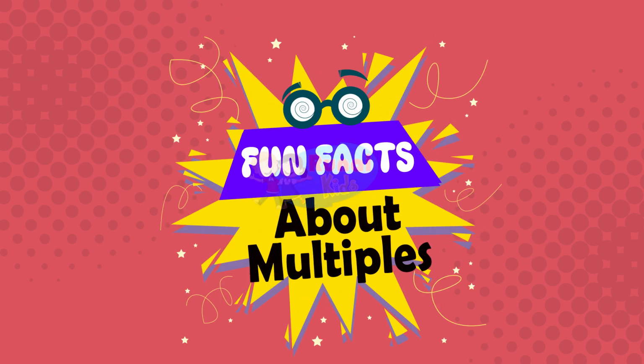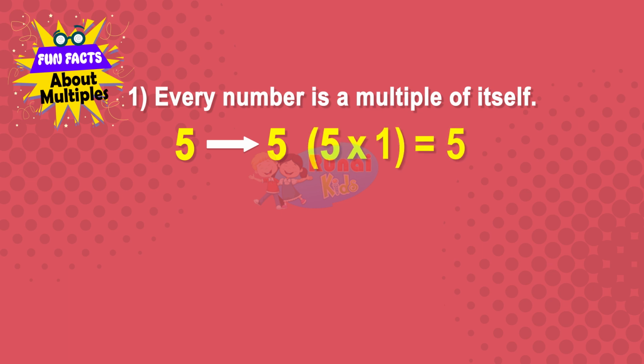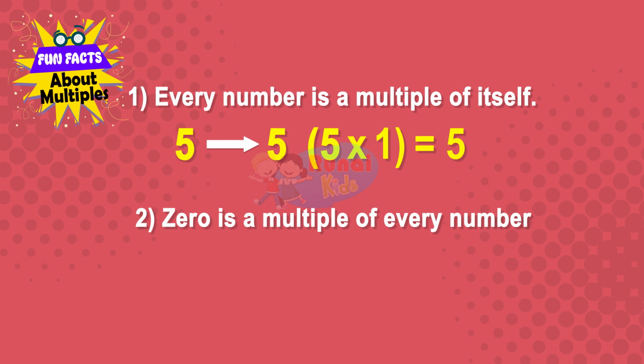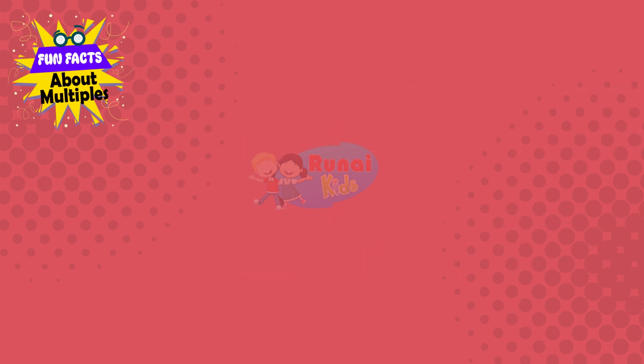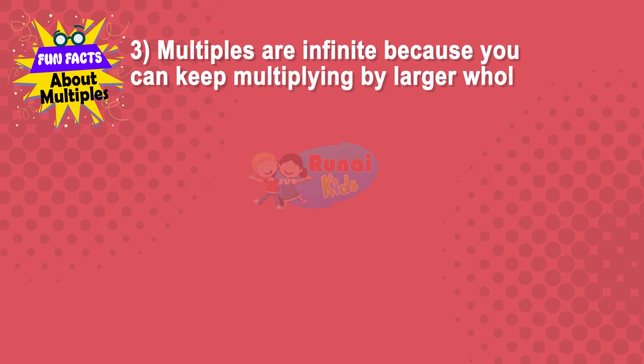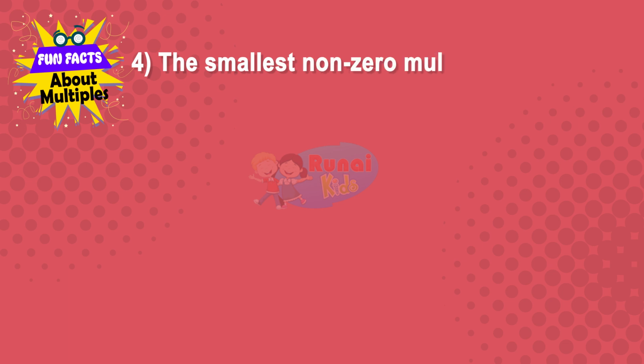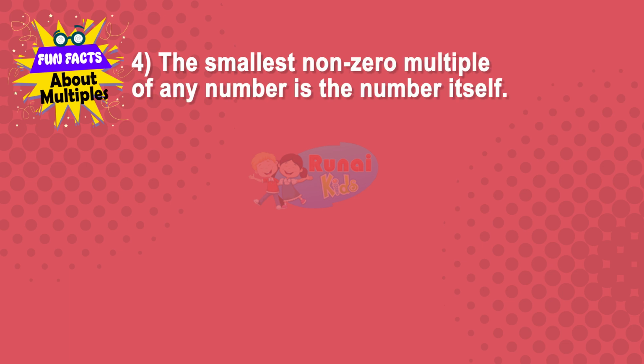Fun facts about multiples. Every number is a multiple of itself. That is, 5 is a multiple of 5 because 5 into 1 equals 5. 0 is a multiple of every number. That is, 0 equals 5 into 0. So 0 is a multiple of 5. Multiples are infinite because you can keep multiplying by larger whole numbers. The smallest non-zero multiple of any number is the number itself.